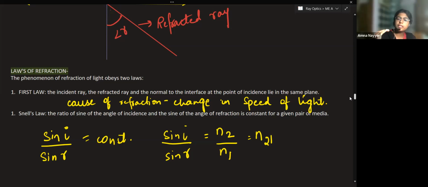So N21 means, this also I have told you, the refractive index of the second medium with respect to the first one. You can write it as N2 by N1 or N1 by N2. So their ratio remains constant and that constant term is your refractive index. This is known as Snell's law and it's a very important law. So this was missed. That's why I'm coming back and telling you, because Snell's law is very important.